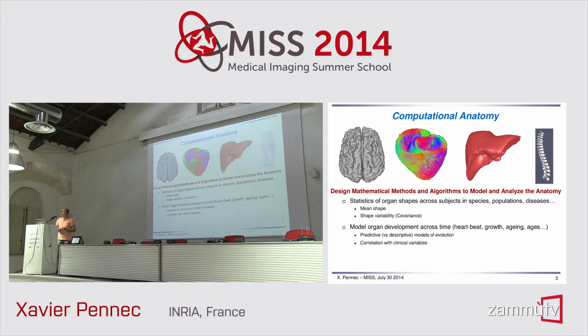So first, the general goal. If you have seen already, in computational anatomy, what we're trying to do is to, well, not only design statistical methods, but also the algorithms to model the anatomy. Basically, the first ideas that we want to do is to compute the mean shape, to compute the shape variability, so something like the covariance matrix, and then maybe to try to see how that evolves over time. There's a high interest for that, and that will be part of this talk: how the shape is evolving over time and how we can correlate that with clinical variables.